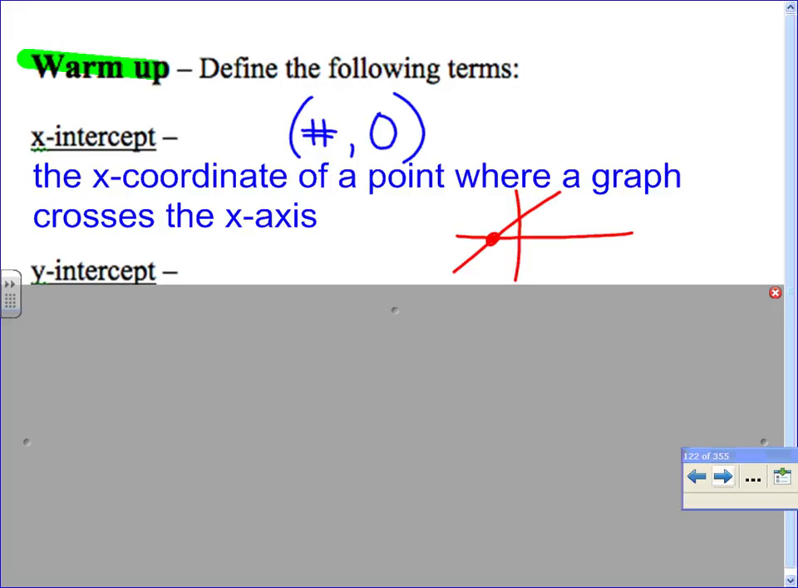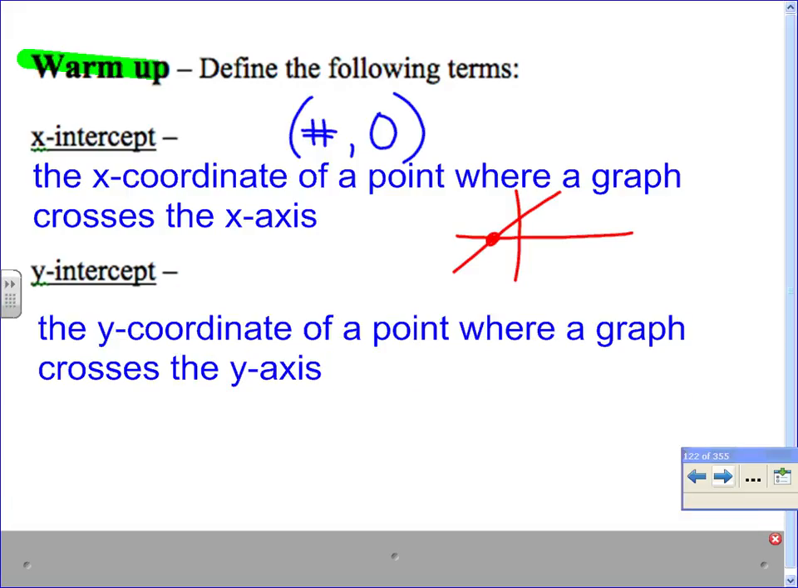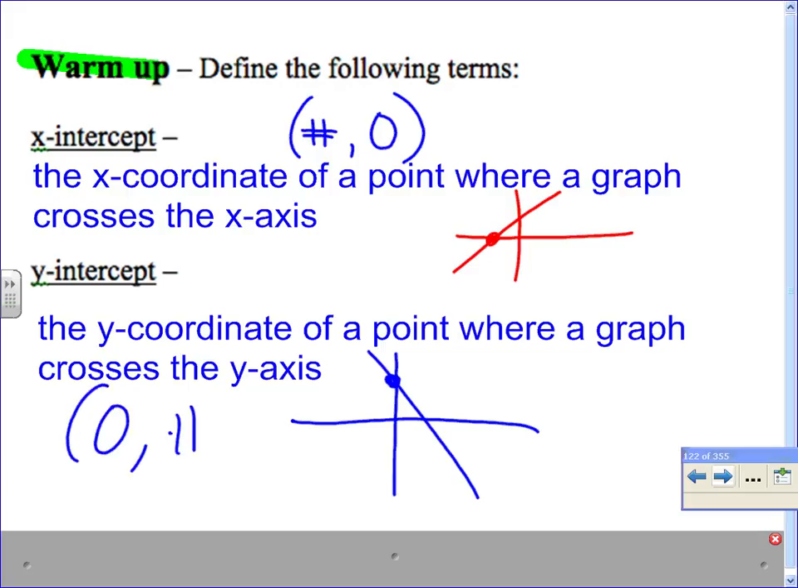Okay, and if you write down the ordered pair, the x-intercept, comma, 0. The y-intercept is the y-coordinate of a point where the graph crosses the y-axis. So right here would be your y-intercept. The ordered pair is always 0, comma, whatever the y-intercept is.